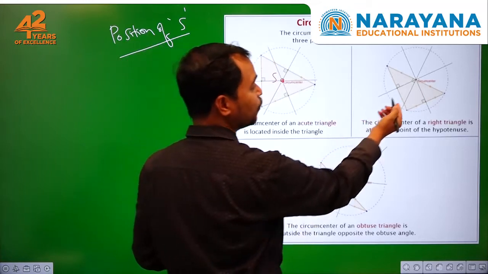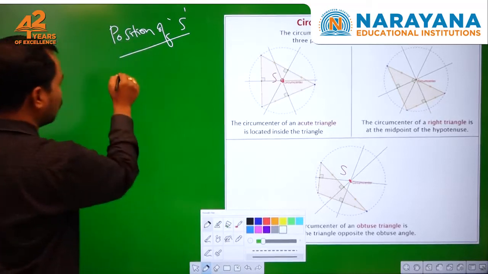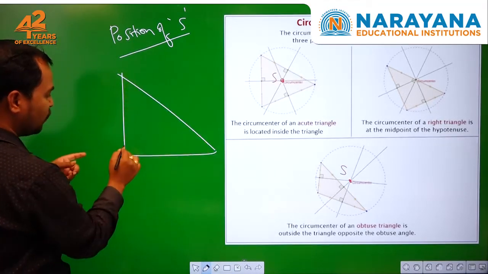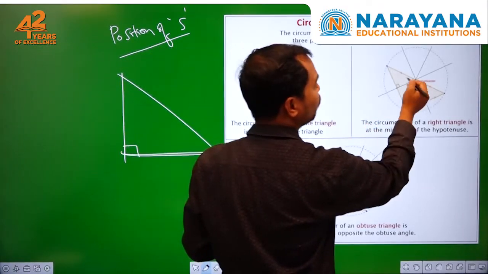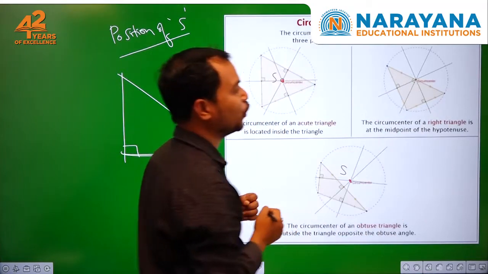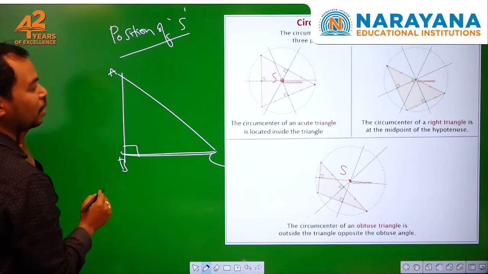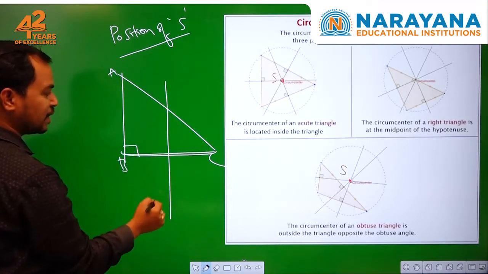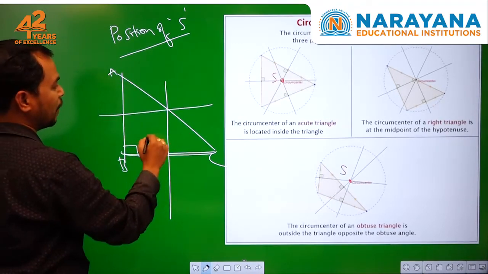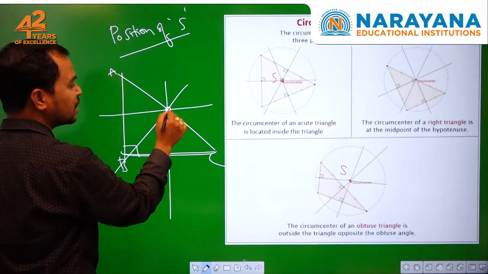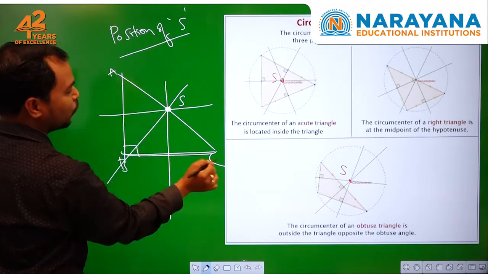And the last one, the position of the circumcenter of a right angle triangle. If I take one right angle triangle here, obviously the circumcenter is at the midpoint of the hypotenuse. You know, this is the hypotenuse. Taking this right angle triangle, these are the perpendicular bisectors of the sides: this is the perpendicular bisector of side BC, this of side AB and this of side AC. All these three coincide here, at the midpoint of the hypotenuse.